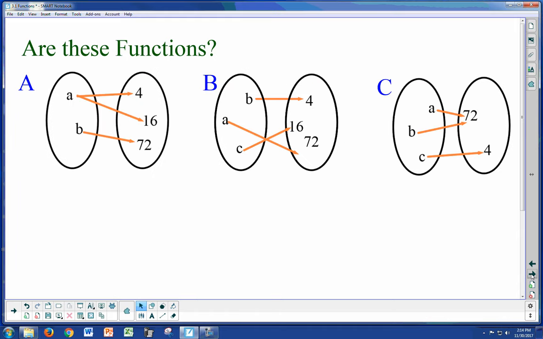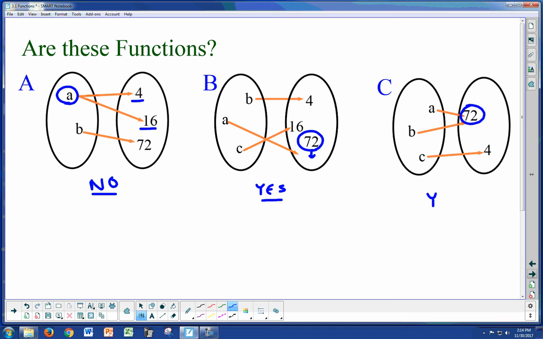So if you take a look at these three models, we see that it gets a little bit confusing, but not too bad. Here the 72 is a little bit off center. It should have been down here a little bit because that red arrow is not pointing to it. But notice in part A here, this little a value is being mapped onto two different values, the 4 and the 16. So this would not be a function because of that. Part B, even though they're crisscrossing and everything, this is okay. And even the third one, where A and B are going to the same number, 72, that's okay as well, as long as there's just one arrow.